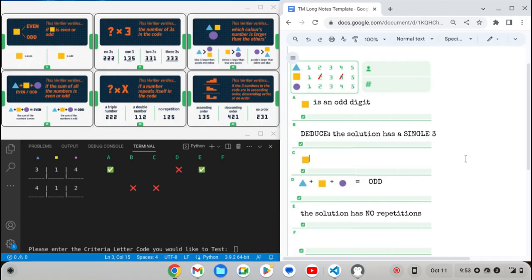Just experiencing a little bit of lag here. Or circle is the largest. I'm experiencing a little bit more lag than usual. There we go. Okay.